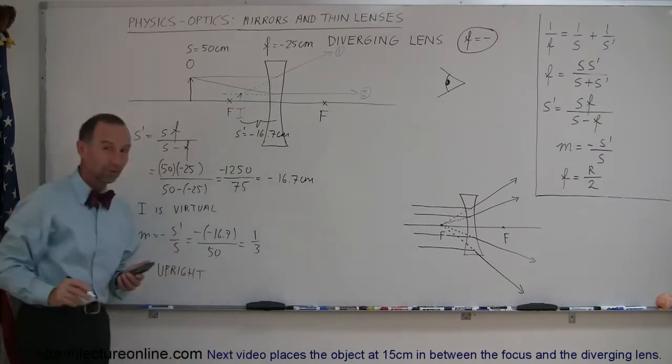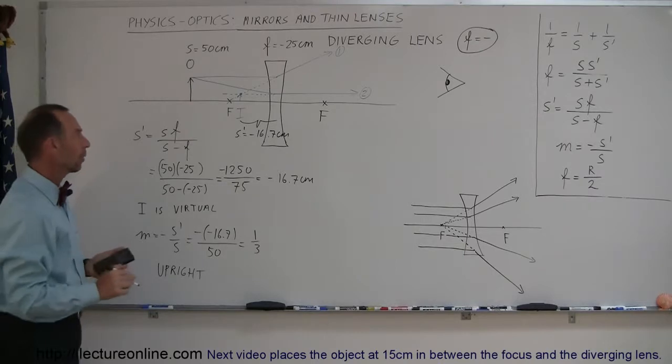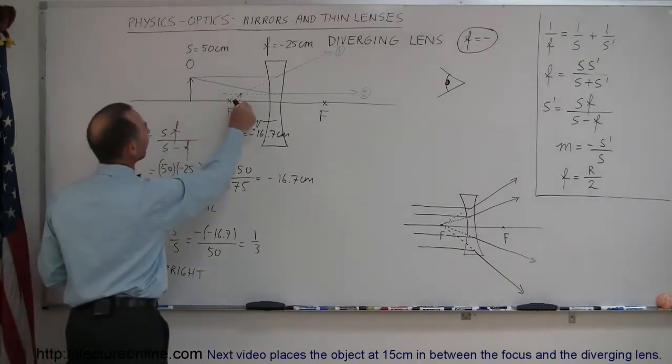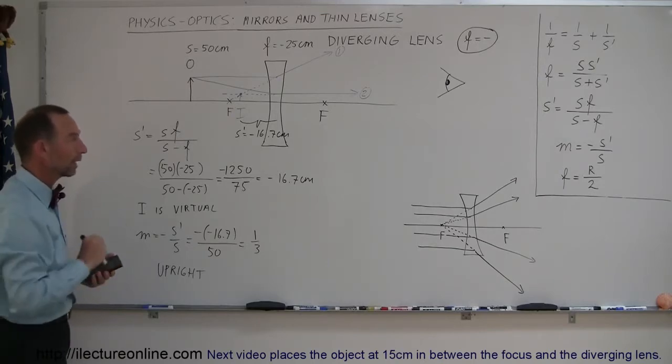And that's how we find the image with a diverging lens. Okay, we're going to try another example, now placing the object inside the focal point to see if that makes any difference for a diverging lens. So that will be on the next video.